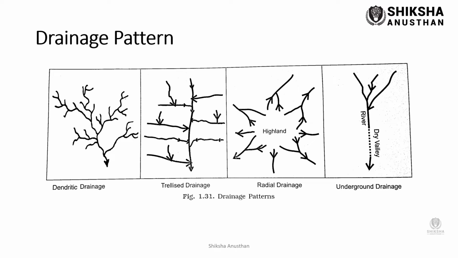Then coming to drainage patterns. Generally, there are 4 types of drainage pattern. One is dendritic, as you can see, it takes a dendritic form. Then one is trellised, where every small stream comes and joins the larger stream. Then a radial drainage, where there is a highland, a plateau or a mountain, and from here the rivers flow downwards. Then underground drainage.